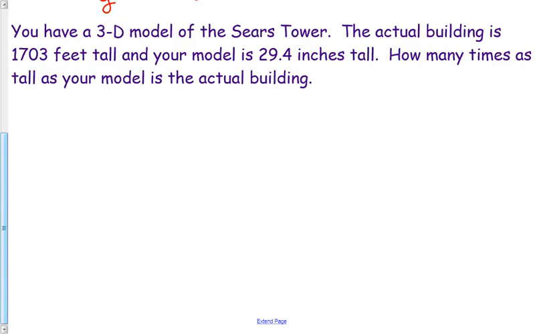Alright, there are going to be times you can find the scale, or find the relationship between the actual and the model. So here it says you have a 3D model of the Sears Tower, now called the Willis Tower, recently renamed, still known as Sears Tower in the South. The actual building is 1,203 feet tall, and your model is 29.4 inches tall. How many times as tall as your model is the actual building?